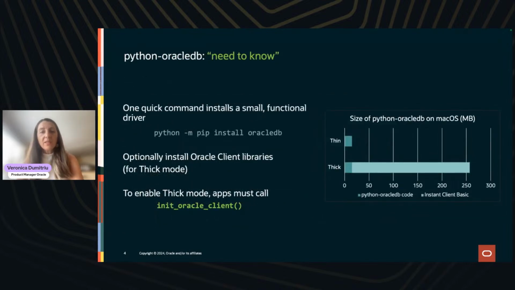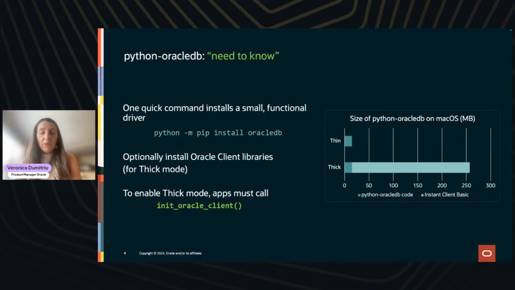Just a few words on installation. It's very quick and simple to install. The name has changed to oracledb. In terms of size, the total size is about 20 megabytes on a Mac OS for a fully functional driver, immediately usable in applications, including dependencies. So you can optionally install Instant Client libraries to be able to use that thick mode that I mentioned earlier, as traditionally used by CX Oracle, and the basic package adds about 240 megabytes on macOS. So thin mode has a definite size advantage.